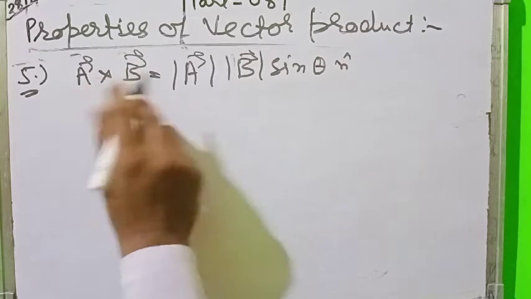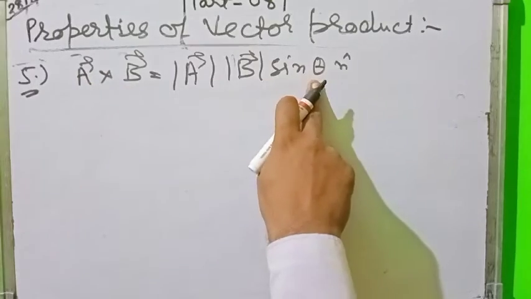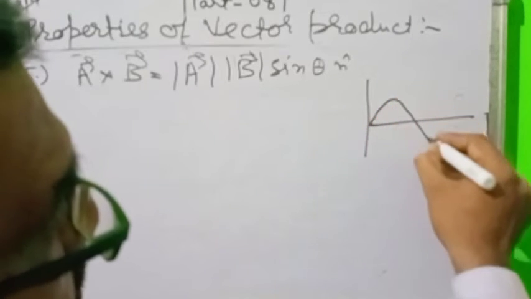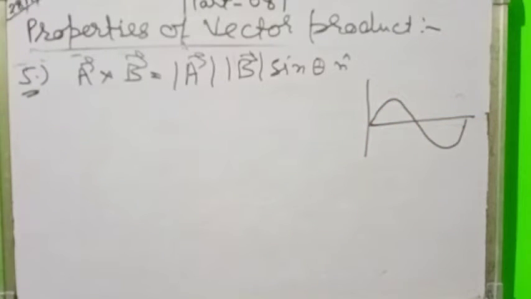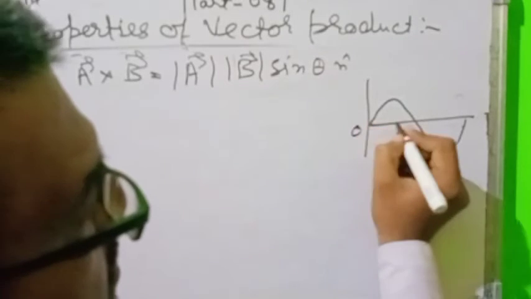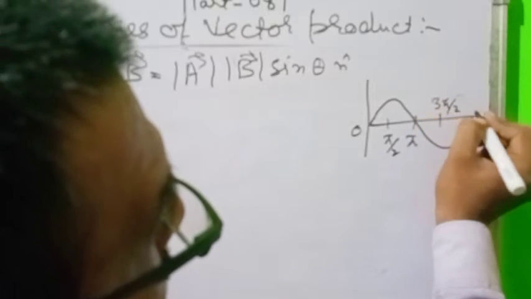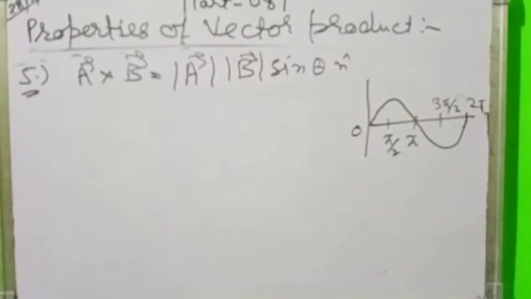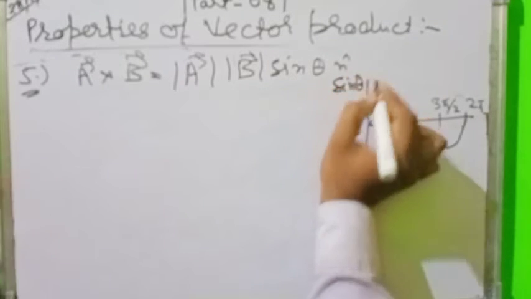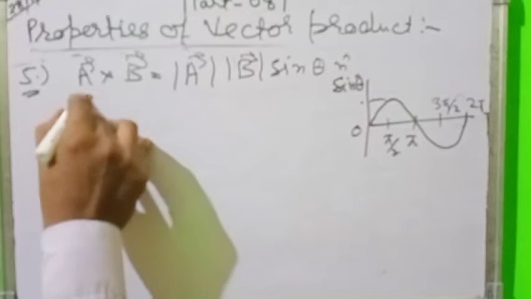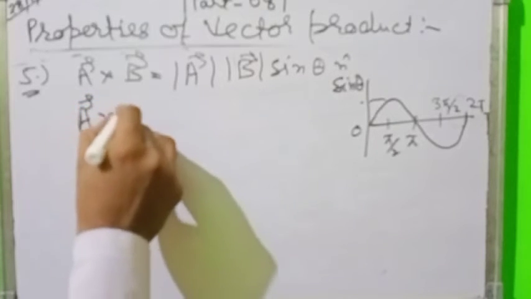So you are saying that vector A cross vector B is proportional to sin theta, and this is the graph of sin theta, students. The graph runs through 0, pi by 2, pi, 3 pi by 2, and 2 pi. The maximum value of sin theta is at pi by 2.